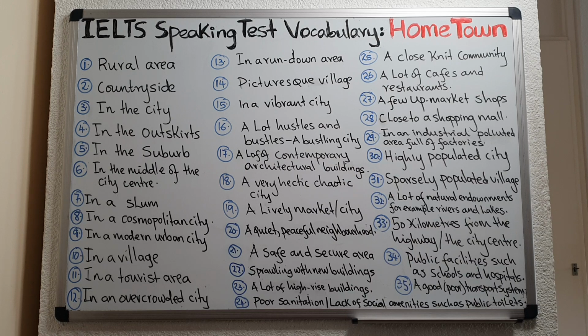Number 13, in a rundown area. A rundown area is an area where the houses have been demolished, okay? The houses are demolished. The houses are not in good shape. It is a rundown area. You know, when you walk around there, you would find a lot of walls with a lot of graffiti on the walls, for example. It is an area where some of the buildings are falling down.